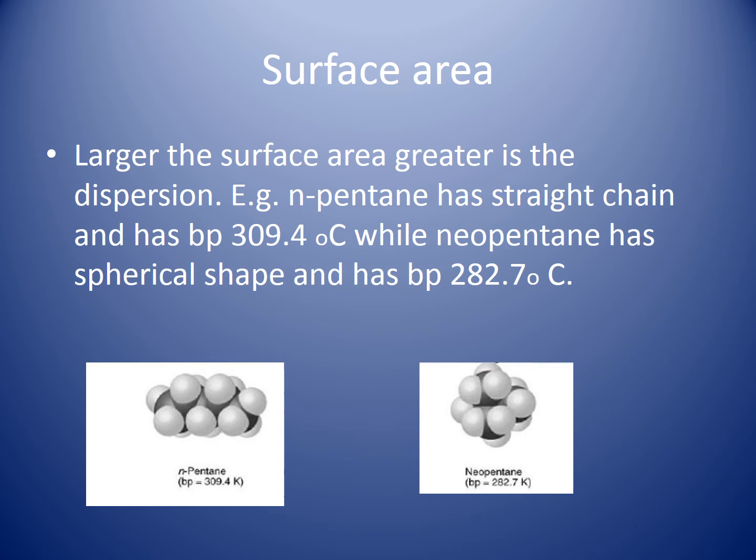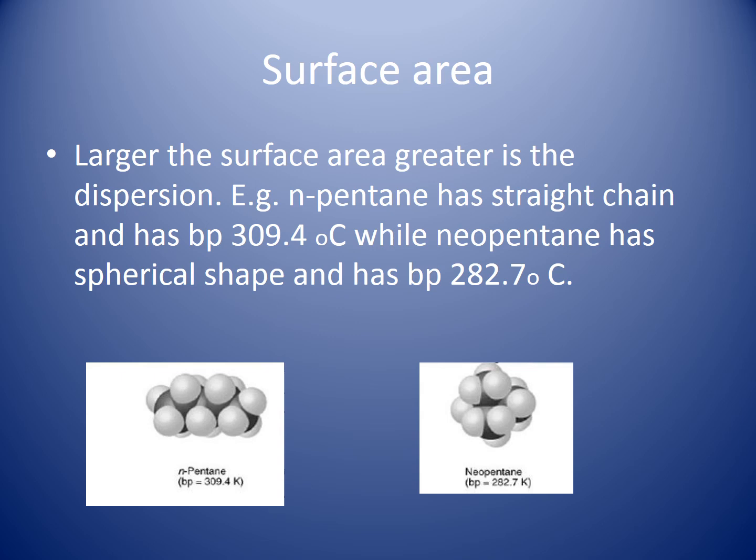Next factor is the surface area. Larger the surface area, greater is the dispersion. For example, in N-pentane, which has a straight chain and has a boiling point 309.4 degrees, while the neopentane, which has a spherical shape and has a boiling point 282.7 degrees.